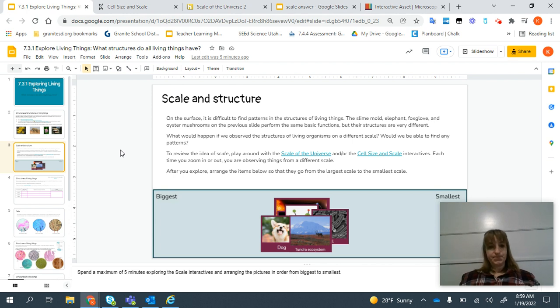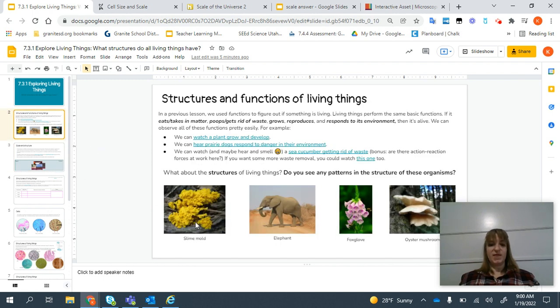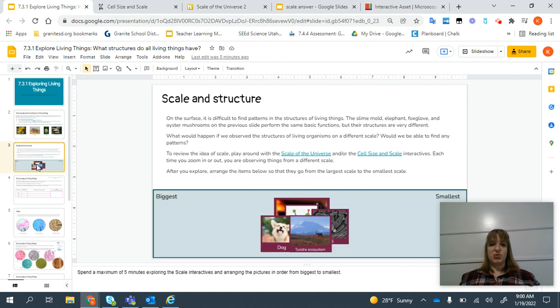Now, it's difficult to find patterns in the structures of living things if you look at the surface. If you look at the pictures from the previous slide, slime mold, elephant, foxglove, and oyster mushroom, it's really hard to find patterns in the structures that connect them or make them similar. We know that they're living because they perform the basic functions of living things that we talked about yesterday, but their structures are very different.